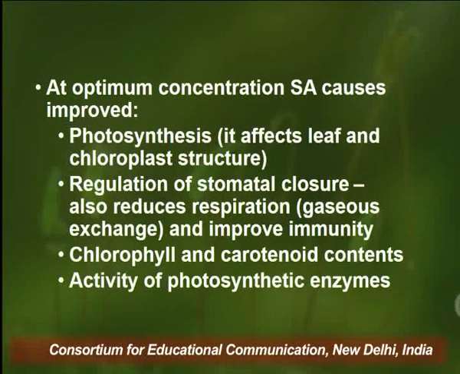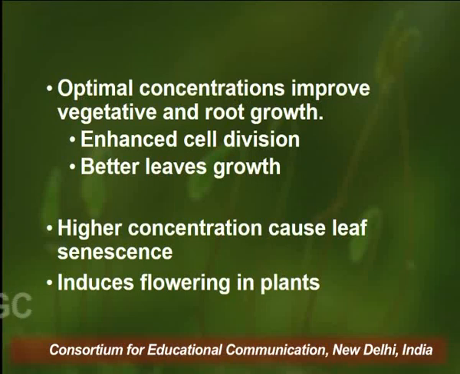Optimum concentration of salicylic acid has been found to improve photosynthesis. It regulates stomatal closure, thereby reducing respiration and improving immunity. It also increases the chlorophyll and carotenoid content in the plant, which also protect against reactive oxygen species, and it improves the activity of photosynthetic enzymes also. It has also been found to improve vegetative and root growth in plants by enhanced cell division and better leaf growth, whereas a higher concentration of salicylic acid has been found to cause senescence in the leaf, and it has also been found to induce flowering in the plants.